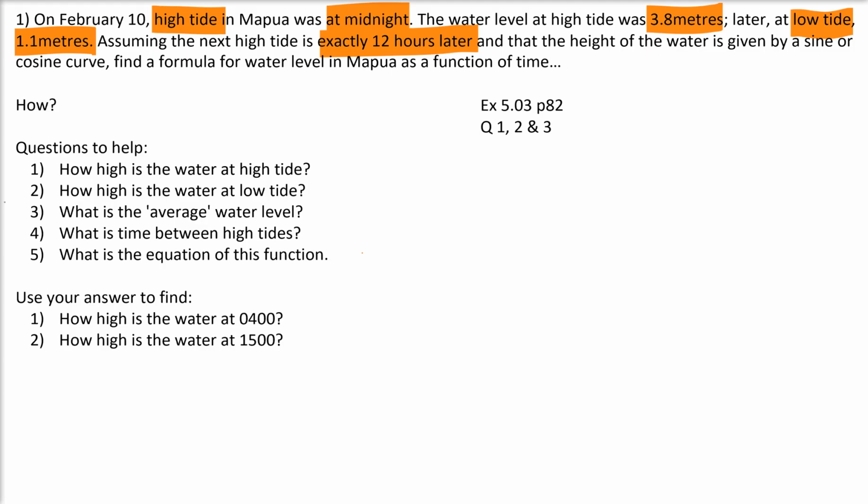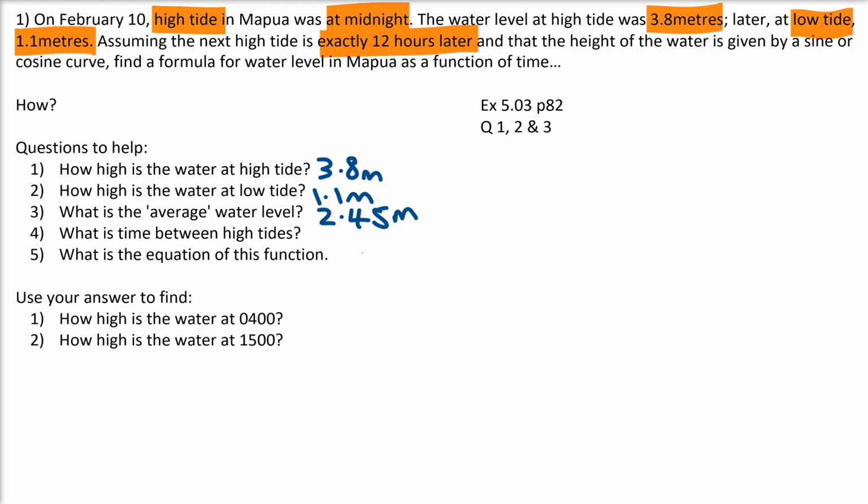Okay. So how high is high tide? 3.8 meters. Low tide, 1.1 meters. What is the average water level? How do you find the average water level? Say again? The highest one. Yep, so the highest one minus the amplitude. How do you find the average of two things? Add them together, divide by 2. So add 3.8, 1.1, divide by 2. Yep. Okay, that's another way of doing it.